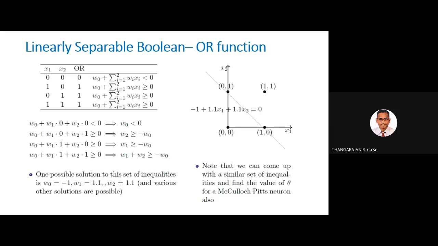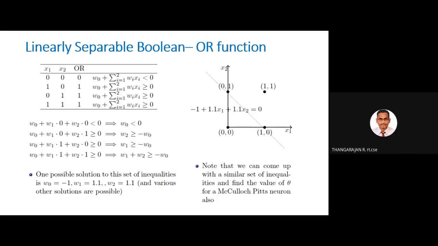Now, can you satisfy these equations? Can you find a solution? Yes, of course, we can find a solution. Say I can put W0 as minus 1, and W1 as 1.1, W2 as 1.1. So W1 and W2 both are 1.1. So 1.1 plus 1.1 will be 2.2, which will be greater than minus W0. Minus W0 is what? Minus of minus 1 will be 1. So 2.2 is greater than 1.